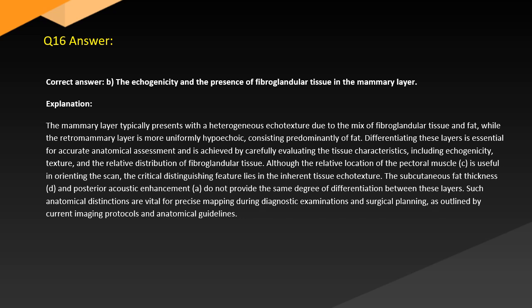Although the relative location of the pectoral muscle, C, is useful in orienting the scan, the critical distinguishing feature lies in the inherent tissue echotexture. The subcutaneous fat thickness, D, and posterior acoustic enhancement, A, do not provide the same degree of differentiation between these layers. Such anatomical distinctions, vital for precise mapping during diagnostic examinations and surgical planning, are outlined by current imaging protocols and anatomical guidelines.